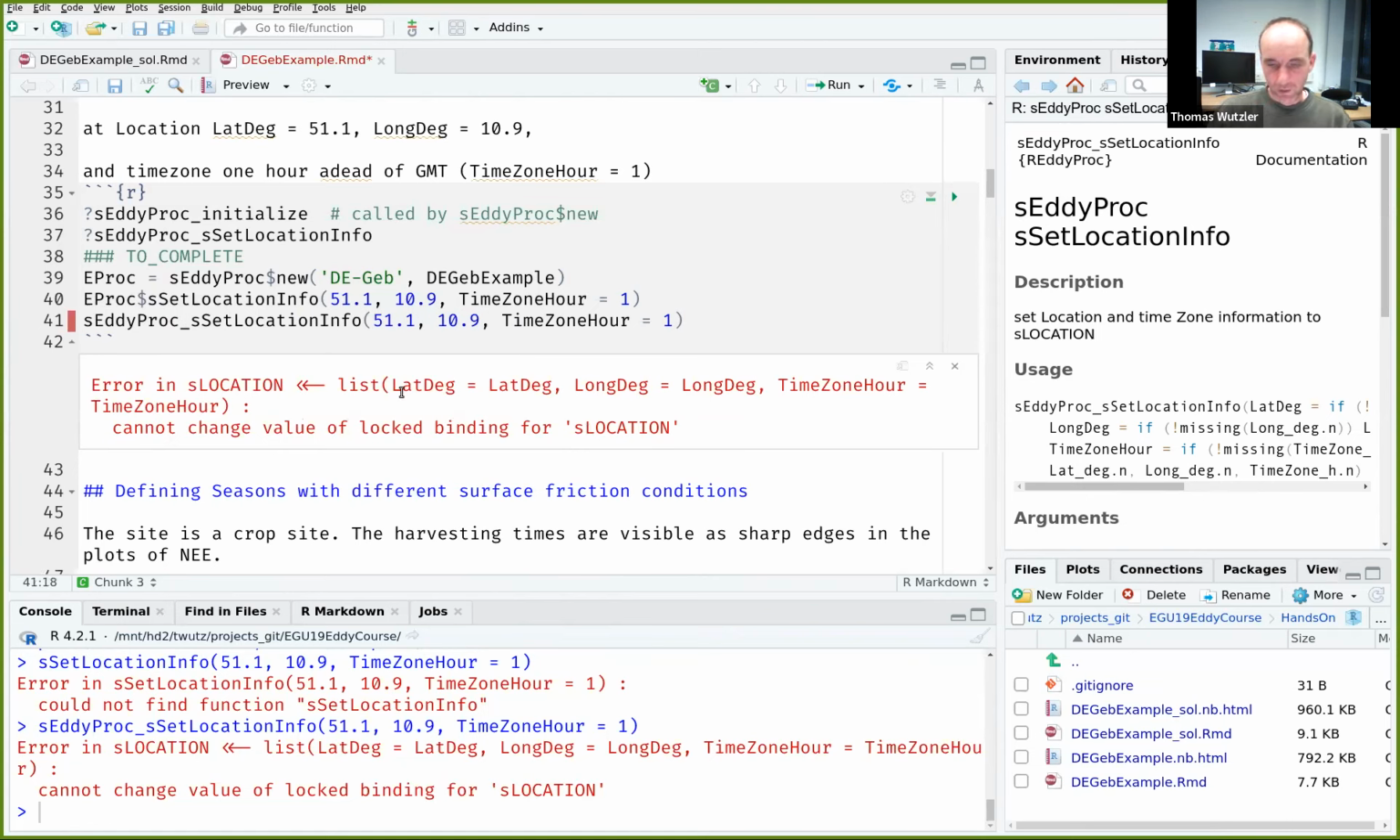So instead of doing this, like it's in the help actually, because it's the function name that's called, we do this. And that's all naming convention.